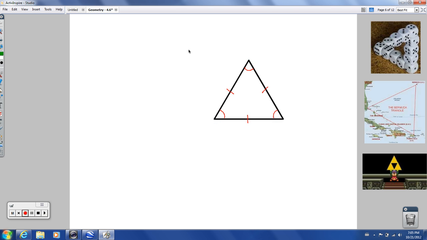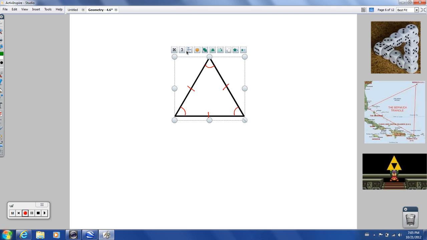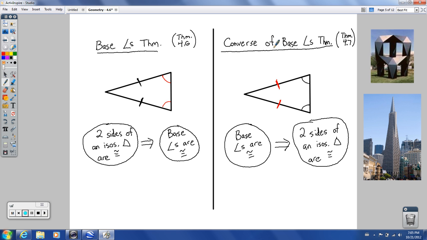So now I do want you to copy down this picture. Alright, so let's copy this down right here, and we'll make this a corollary to the theorem. This is a corollary to the theorems we just learned about here. So a corollary to 4.6 and a corollary to 4.7.